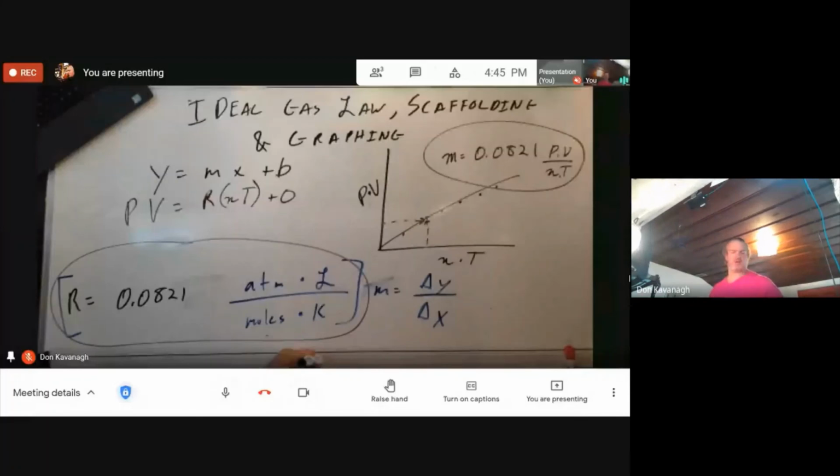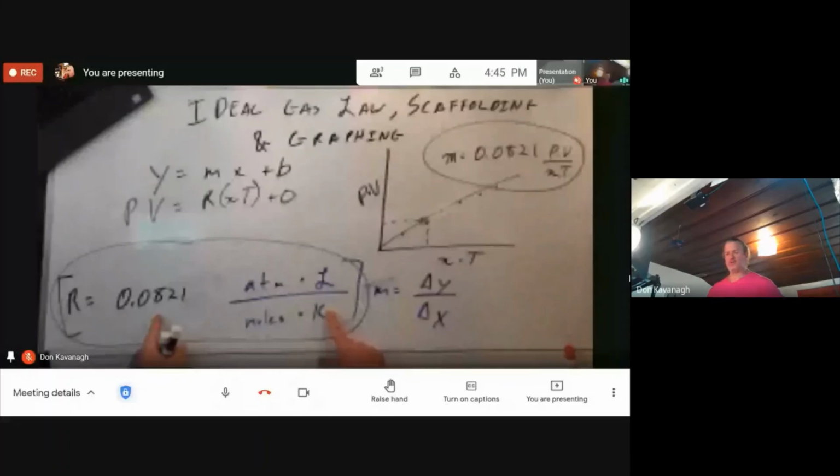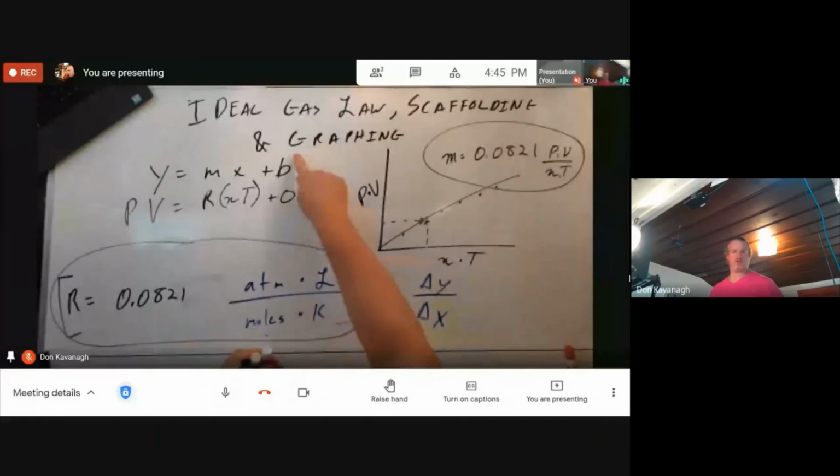This is about the ideal gas law, scaffolding with units, so you never have to remember the units of R. You can always rearrange. And also the graphing is meant to display how this formula and these values in units were observed and measured so many years ago.